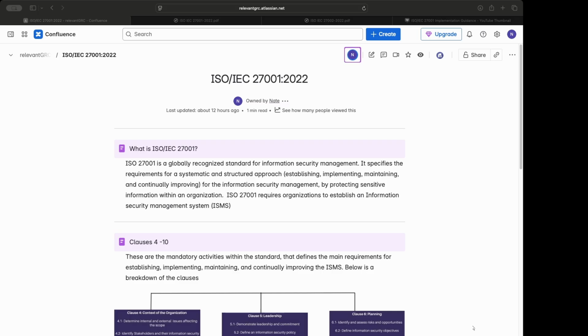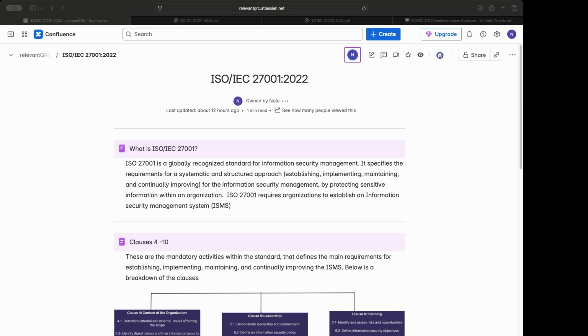ISO 27001 is a globally recognized standard of information security management. It specifies the requirements of a systematic and structured approach to information security management by protecting sensitive information within an organization. Mind you, ISO 27001 requires every organization to establish an information security management system. ISO 27001 is made up of two main components. We do have the clauses and then the annexure.